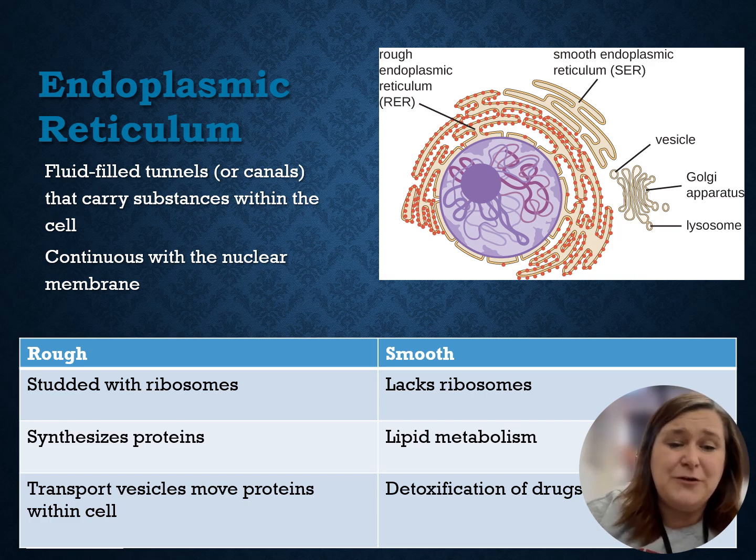And I put you a little table here, the difference between rough and smooth. So while your rough is going to be studded with ribosomes, your smooth is not going to have any ribosomes on it. It will lack ribosomes. Your rough functions to synthesize proteins, while your smooth is concerned with lipid metabolism. And then also your rough is really important in making transport vesicles to move proteins within the cell, while your smooth is really concerned with detoxification of toxins and drugs that get into your system.